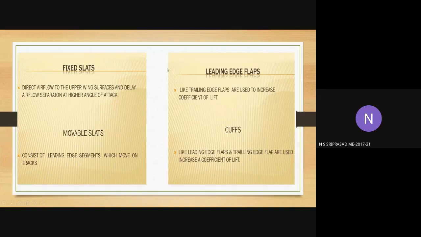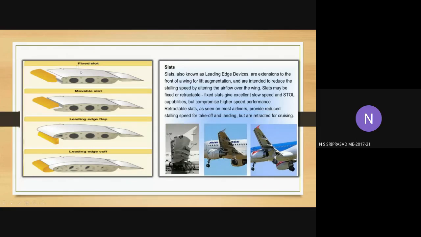Again, for slats also, there are going to be four kinds. That is the fixed slat, the leading edge slat, that is, yeah, this is the same thing. Movable slats that consist of leading edge segments which move on track. Okay, so again, like I said, like how flaps also move, slats will also be able to move. Okay, so from here you see. Okay, so slats, also known as leading edge devices, are extensions to the front wing for lift augmentation. Okay, so please do not take the word augmentation any other way, please.